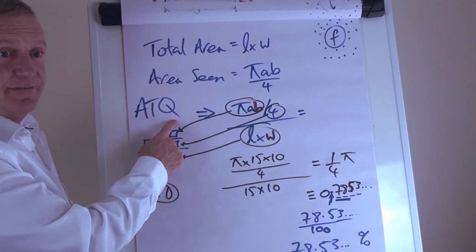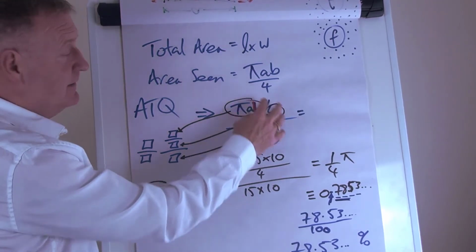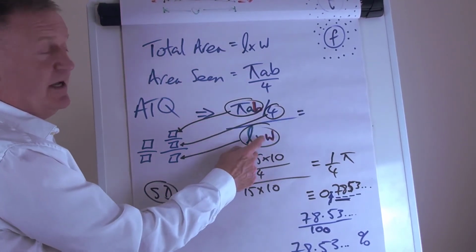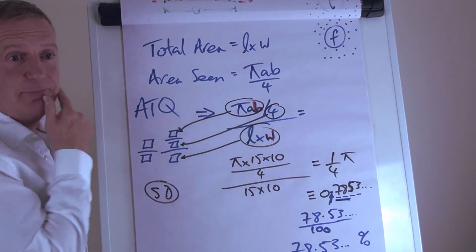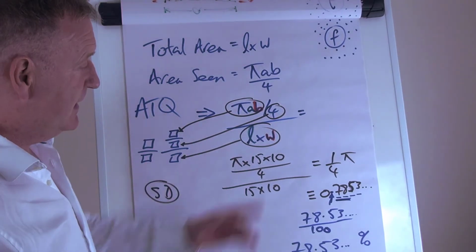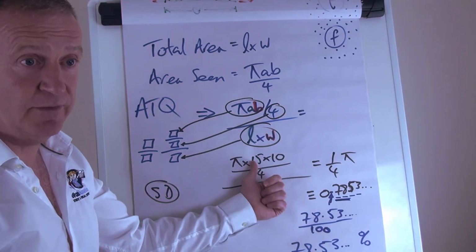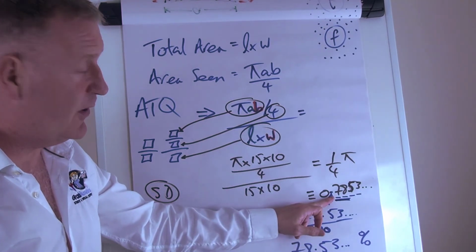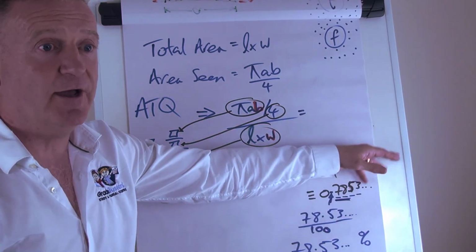Answer the question. Compare the value to the amount you've got, to the total value here. Make that comparison. Turn that into a decimal by doing the calculation. 0.7853.